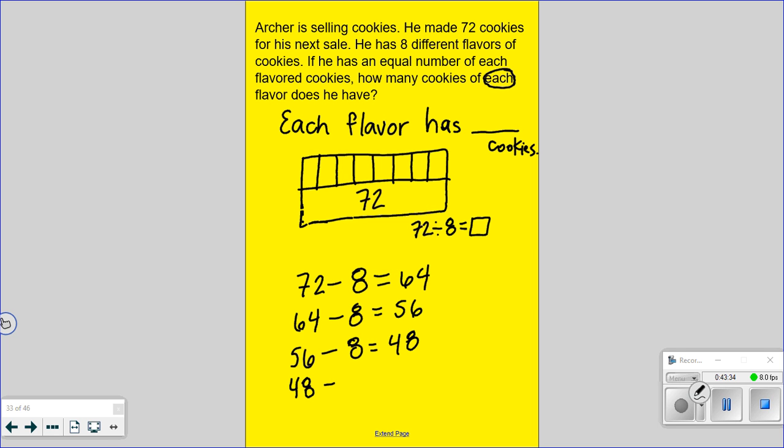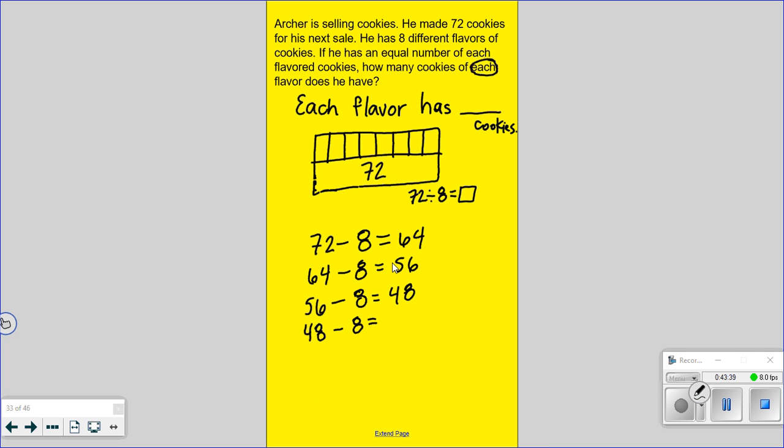All right, I got 48. Minus a group of 8. Well, that one's not complicated. 48 minus 8, 40. Now I got 40. Minus 8. That one's a little trickier. 40 minus 8. How much? 32. Now I've got 32.